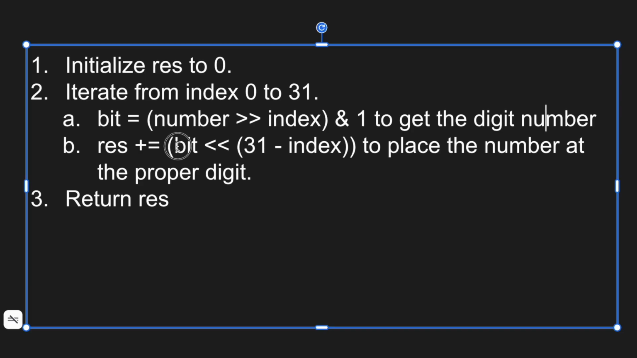And once we have the digit number, we will now shift back to its reverse position. So we will left shift by 31 minus the index to shift it to the reverse position, and we do that so we can place the number at the proper digit and then we can add that to the result. And finally, after finishing all the iterations, we can return result.